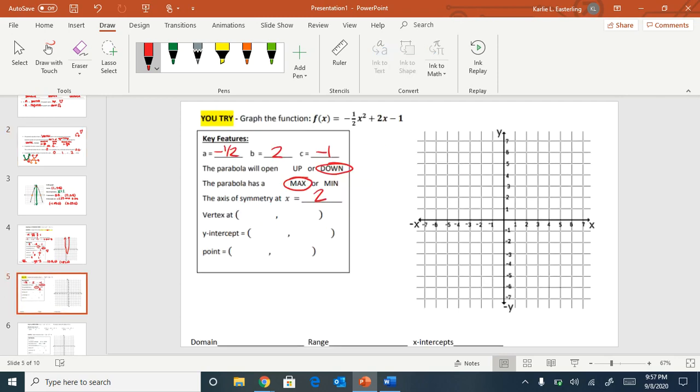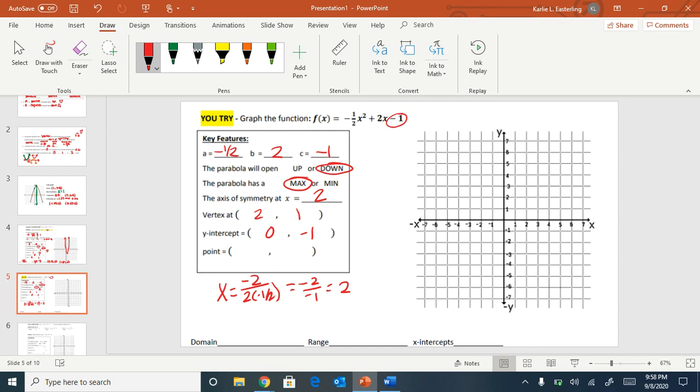That negative b divided by 2a, which is x equals negative b divided by 2a, which ends up being negative 2 divided by negative 1, which gives us positive 2. And that'll give us our x value of our vertex. We could plug in that x value to get our value for y there, which would be 1. Our y-intercept is that c value again, so we'll have 0, negative 1.